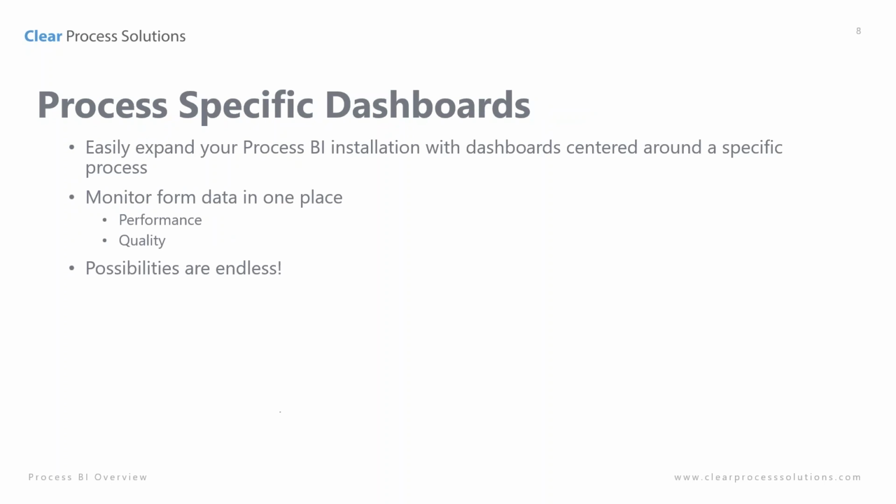And to get into a little more detail about what you can do with Process BI is process specific dashboards. So as long as you're pulling in Winshuttle form and workflow data, you can present it however you'd like. And this includes creating dashboards and reports around a specific process. This can be very powerful because it allows you to tap into data that you actually have to go into the ERP system to see usually.